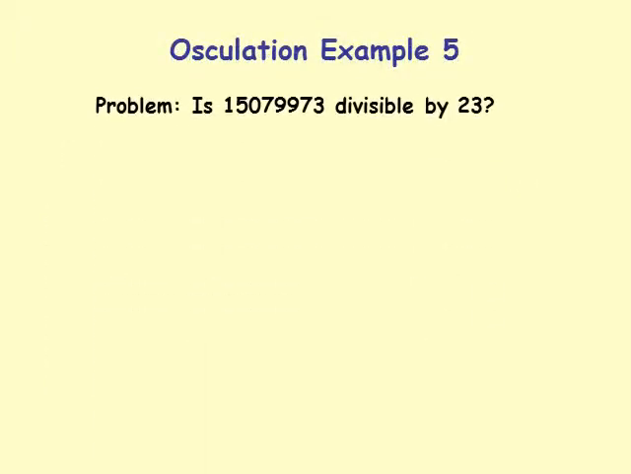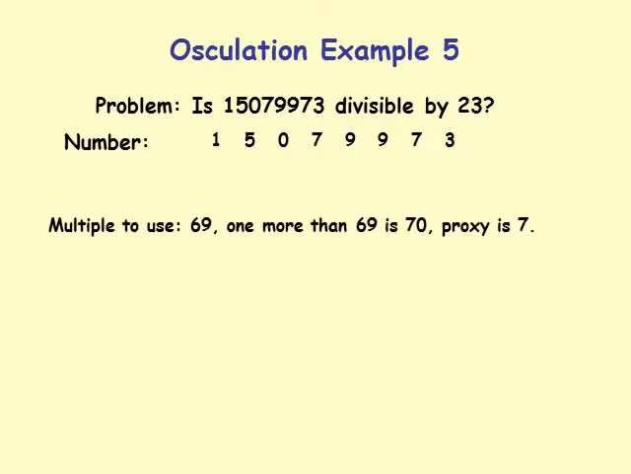Let's do another example. The example is 15079973, divisible by 23? The number is 15079973. Now, for divisibility we multiply to use 69. 69 is 23 times 3. 69 has a 9 in the end, and one more than 69 is 70. The proxy we will use is 7.